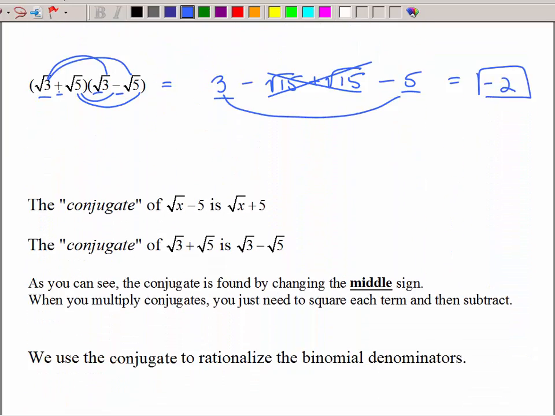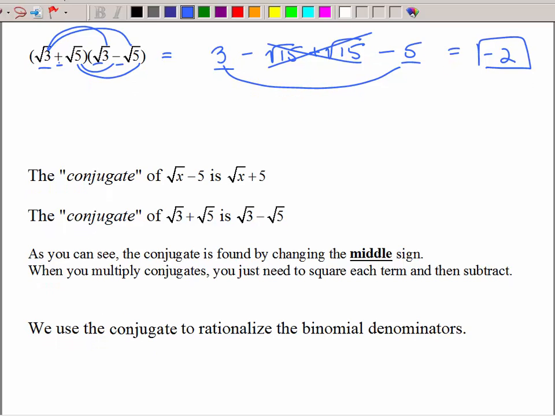So what we've just looked at is what's called the conjugate. The conjugate of the square root of x minus 5 is the square root of x plus 5. The middle signs have changed. The conjugate of this one is that, and again it's the same binomial, but the middle sign is different. And when you multiply those together, it's just the difference of two squares. And so when we do this, we can square each term and then subtract.